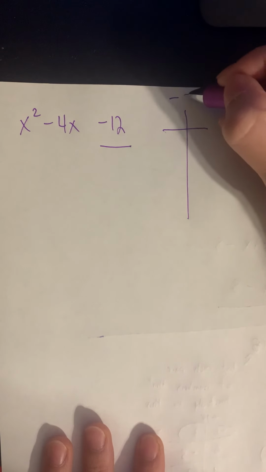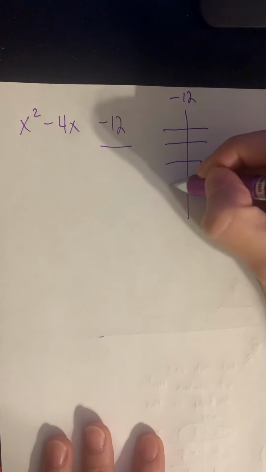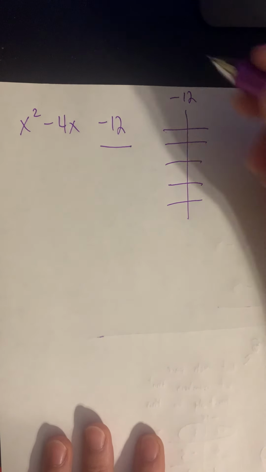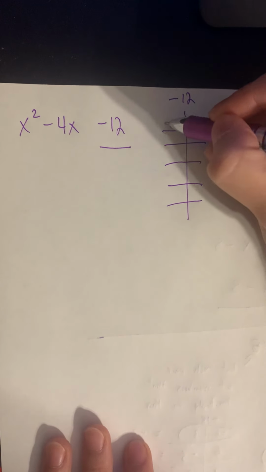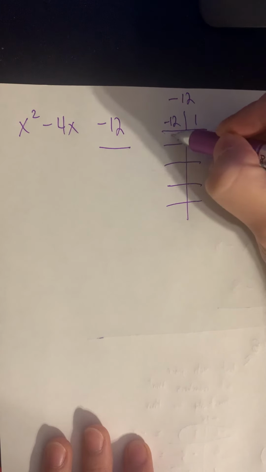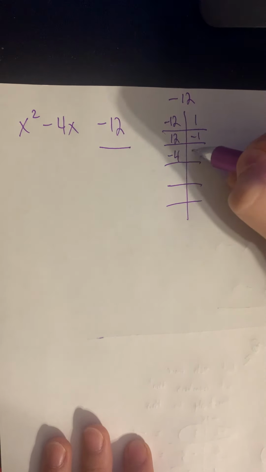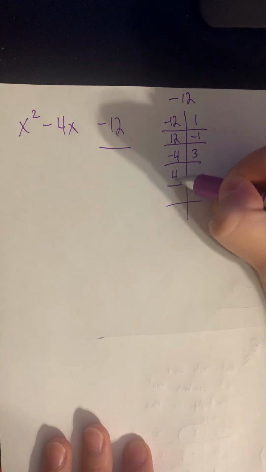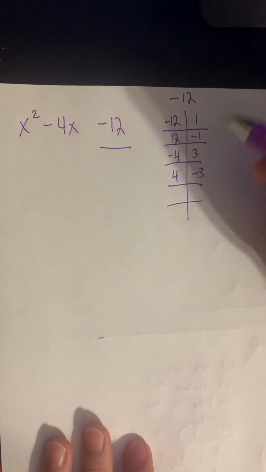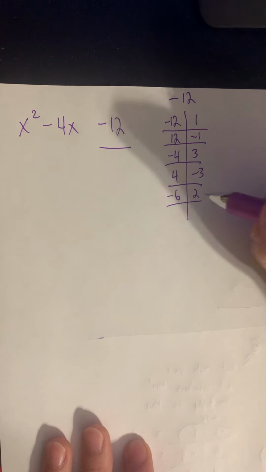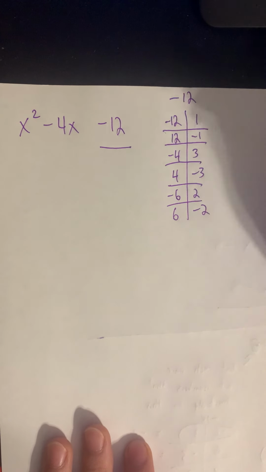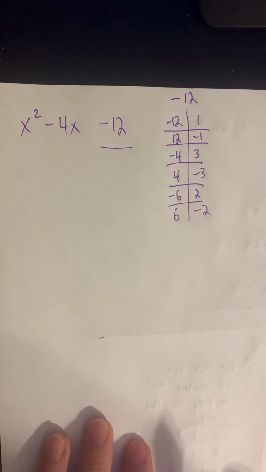So for negative 12, I'm going to make a bunch of these. All right, so first one is, let's do the obvious one, negative 12 and 1, and then 12 and negative 1. We got negative 4 and 3, and then 4 and negative 3. And then we got negative 6 and 2, and 6 and negative 2. So those are the pairs of factors.